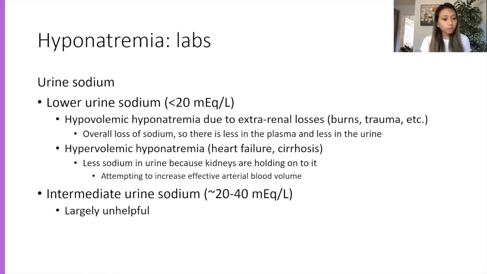If it's hypervolemic hyponatremia, like in heart failure or cirrhosis, there'll be less sodium. This means that there's less sodium in the urine because the kidneys are holding on to it. They're just trying to increase the effective arterial blood volume. If the urine sodium is intermediate, between 20 to 40, it's not really helpful, and just disregard that.